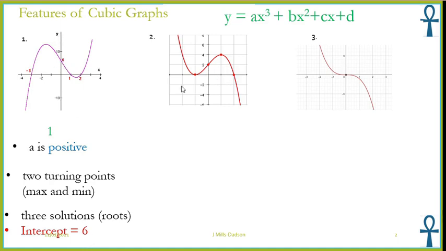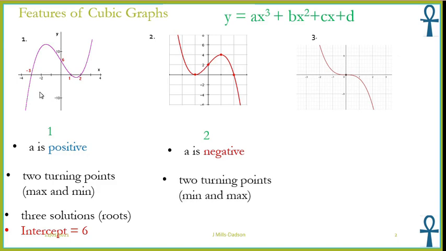Let's look at the second one. As you can guess, if the coefficient of this is positive, what do you expect this to be? Of course, negative. It also has turning points, but this time what? Minimum first before maximum. Minimum turning point before maximum turning point.